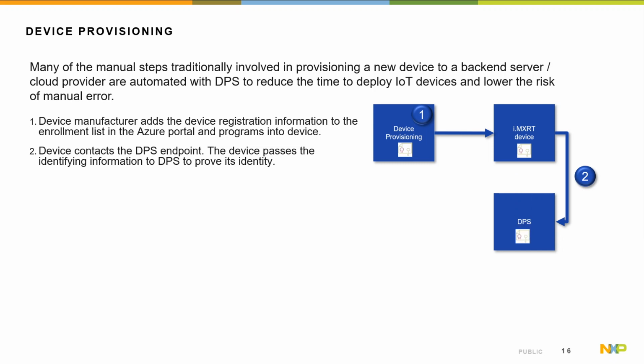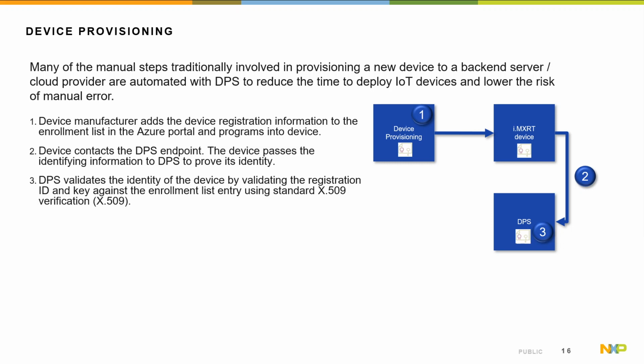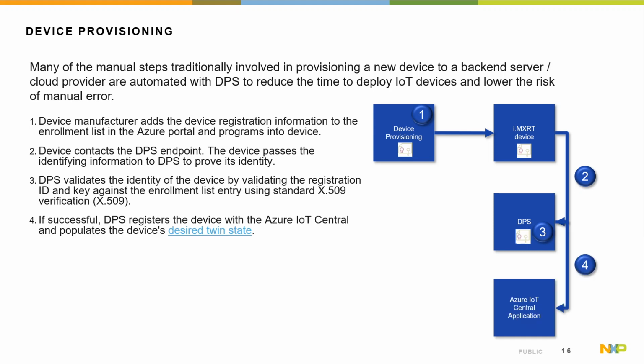Now the device, when it powers up, will contact the device provisioning endpoint. The device will then pass information to DPS to prove its identity. DPS can then validate the identity of this device by validating the registration ID and the key against the enrollment list entry, using the standard X509 verification standard. If that is successful, then DPS will register this device with the IoT Central application, and it will populate the device's desired twin state for the first time.